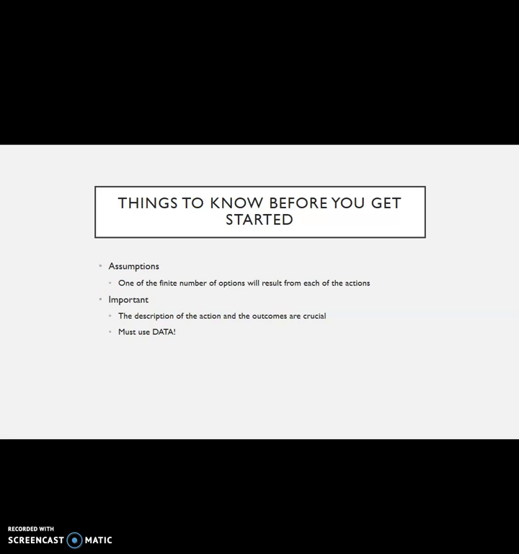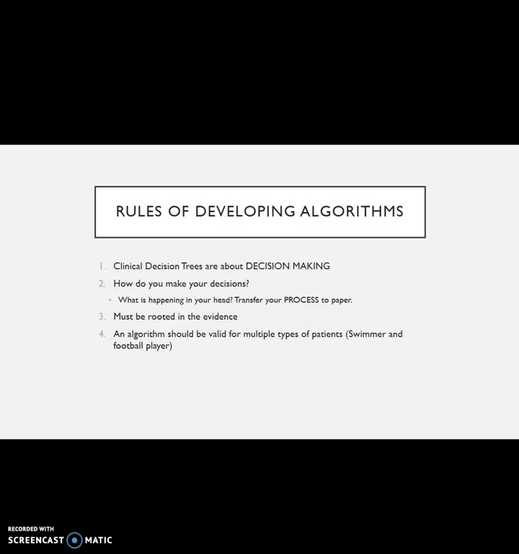It's important to have the description of the actions, and the outcomes are very crucial to having this. So make sure that your actions are focused on what is next and moving you forward rather than the particular outcome. And then you must use data. With all of this, you're going to use evidence to back it up, and that's what the first couple of assignments are focused on: using the data to drive what you're adding to your algorithm. Although you might have some experience, make sure you're finding the data and the literature to back that up. Okay, and finally, just some rules for developing your algorithm.